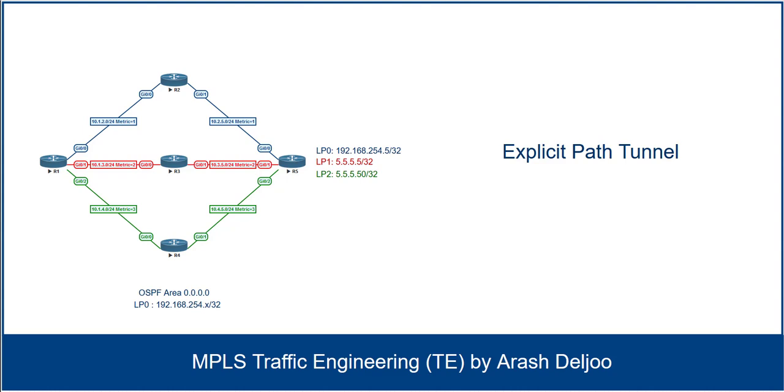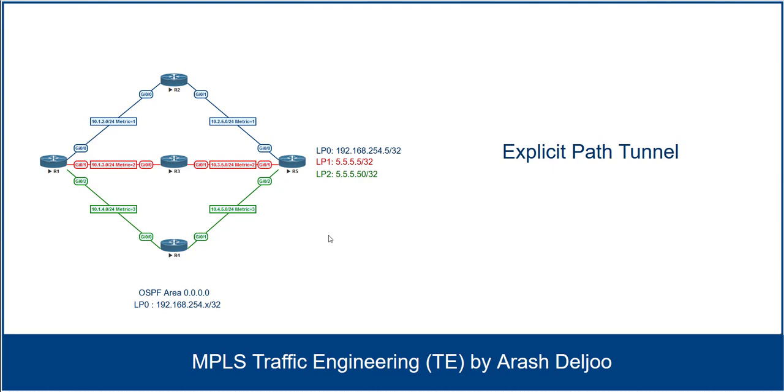In this video, I'm going to explain about the MPLS Traffic Engineering Explicit Path Tunnel. As you can see, we have 5 routers: Router 1, Router 2, Router 3, Router 4, and Router 5. And here you can see that we have 3 paths between Router 1 and Router 5: blue path, red path, and green path.